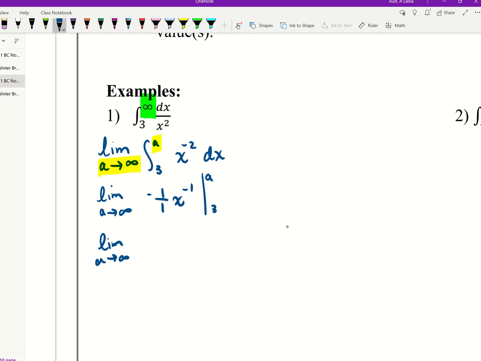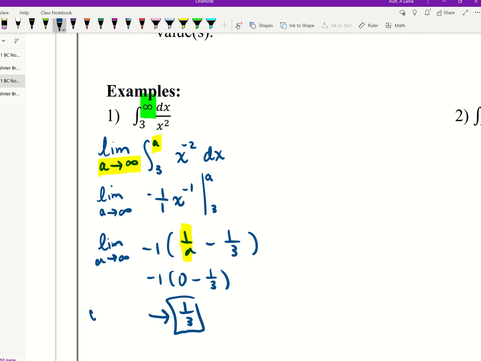So my constant multiplier of -1 I'll pull out, and this would be 1 over a minus 1 over 3 when I evaluate this. And now I'm going to actually replace a with infinity. So if I have 1 over a very, very large number, think about your horizontal asymptotes. 1 over something increasingly larger would approach 0, minus 1/3, which becomes 1/3. And this converges to 1/3. Our actual answer is 1/3. So whatever the limit is what the actual answer is for the definite integral.